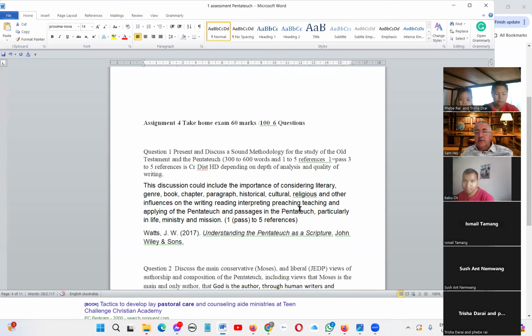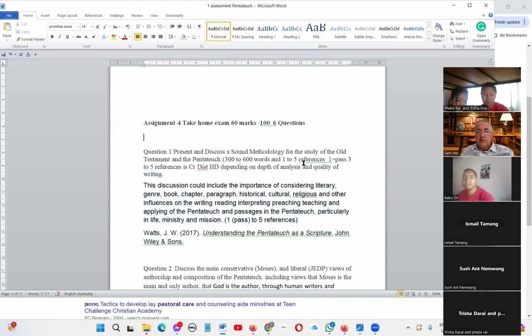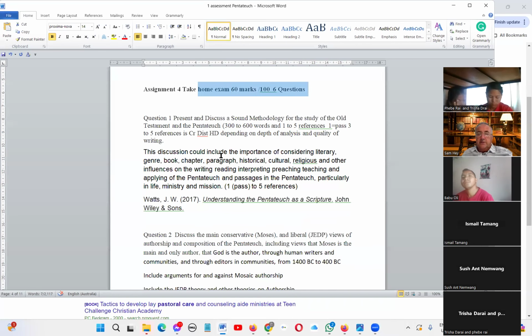Assignment 4 is the major assignment that you are working on, and you could begin this today if you have time, or over the next 3 days if you have time. And this is the exam that we do with 6 questions, and they're worth 10 marks each. Each assignment is worth 10 marks, but this one has 6 parts, so it's worth 6 lots of 10 marks.